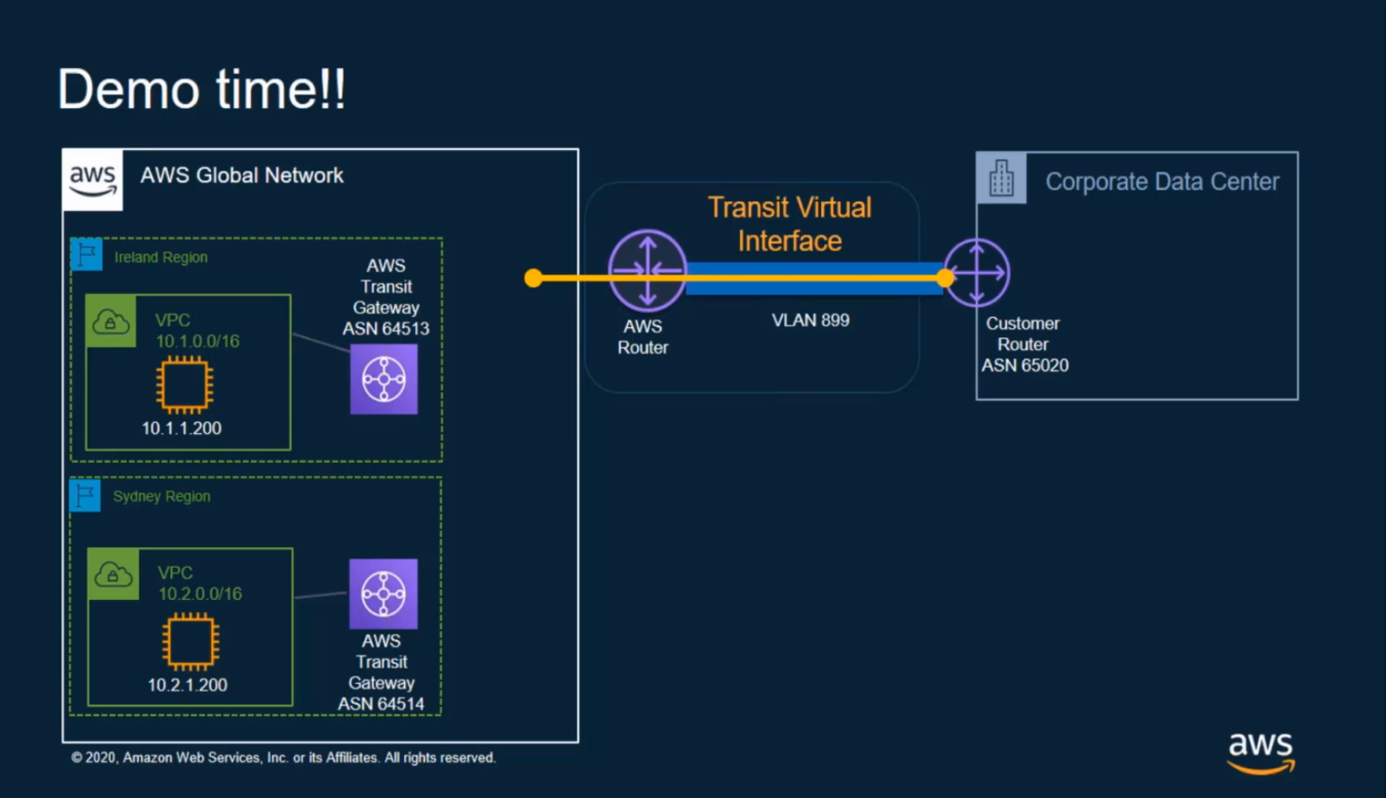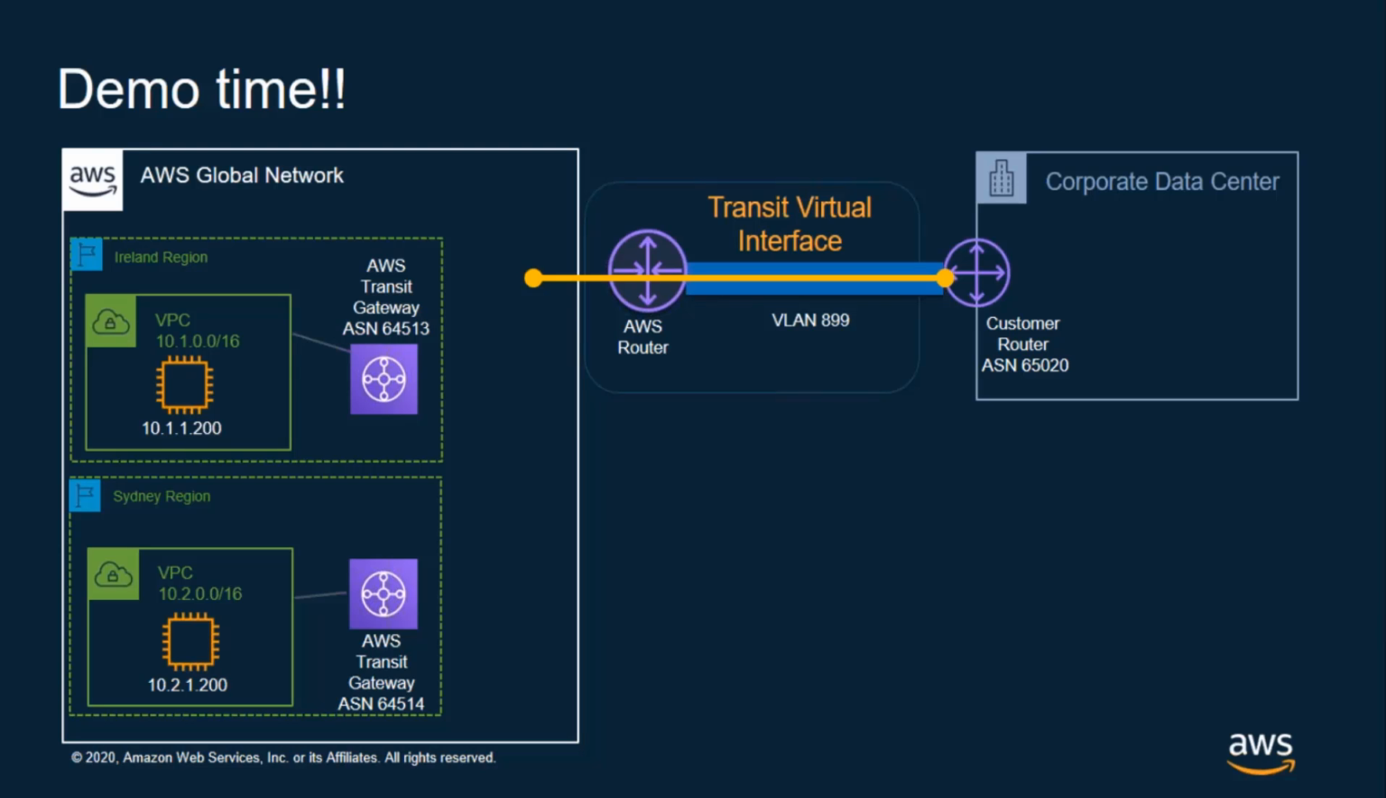I have also created a transit virtual interface. This one I created from an account where the Direct Connects reside, but I assigned that transit virtual interface to my own account where I have deployed these resources. So in the demonstration, we will see how I can accept that transit virtual interface and start working with it.